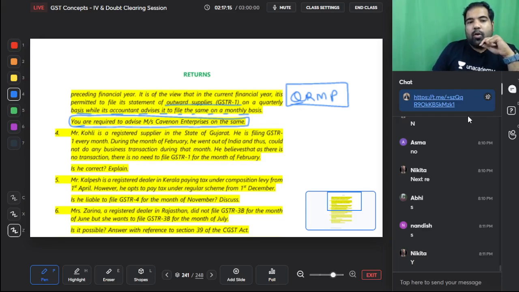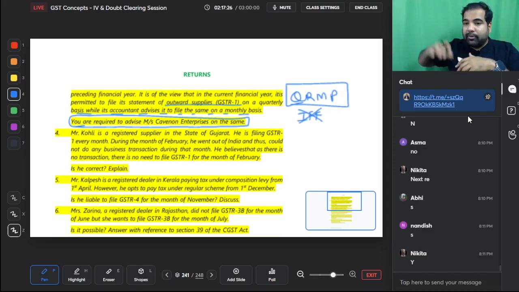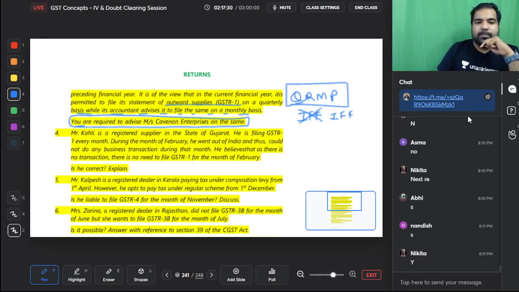But guys, on dresses, anyways, no one will get credit. So will you have to file an IFF? No, because there will be no B2B buyers. If there are some B2B buyers, that means some people who are buying from you and selling it ahead, then you will have to file IFF every month. Next, please read and say, is he correct?